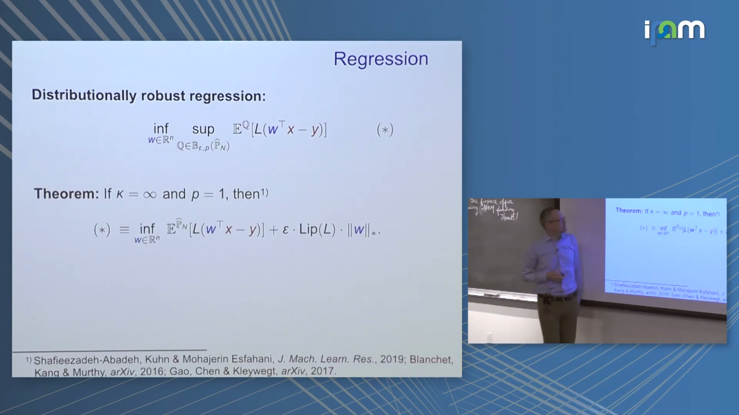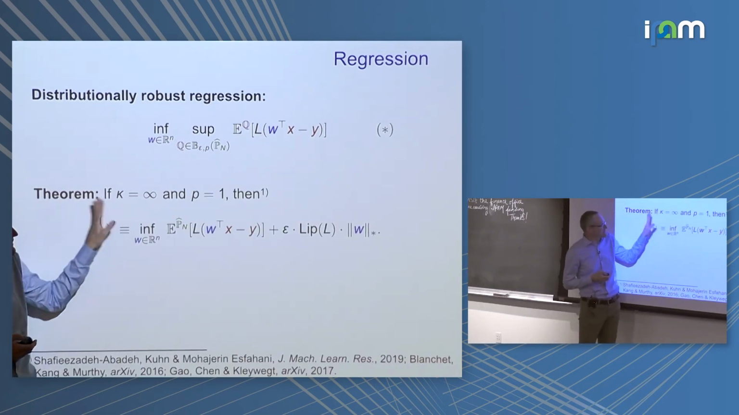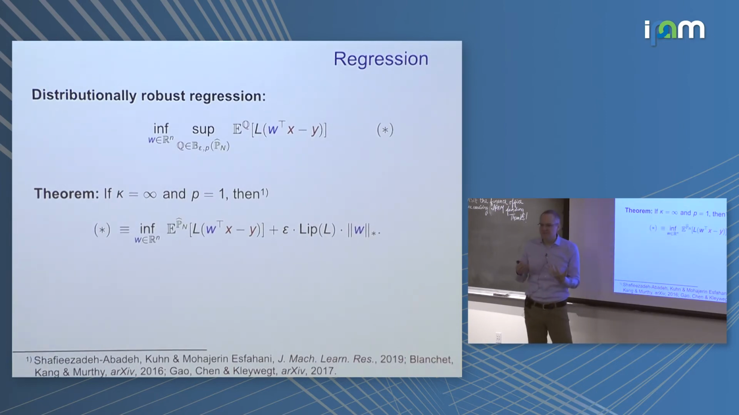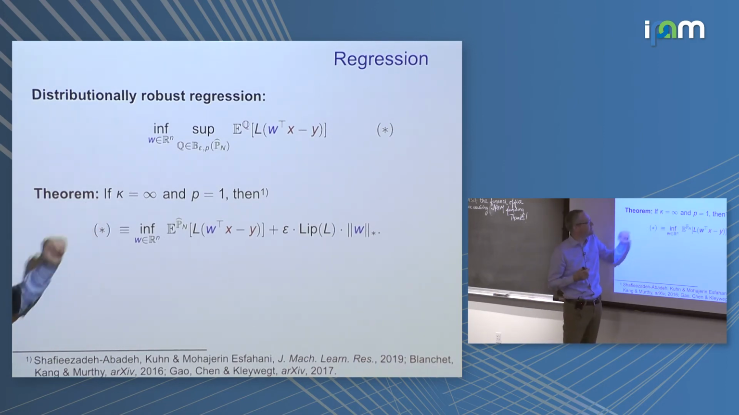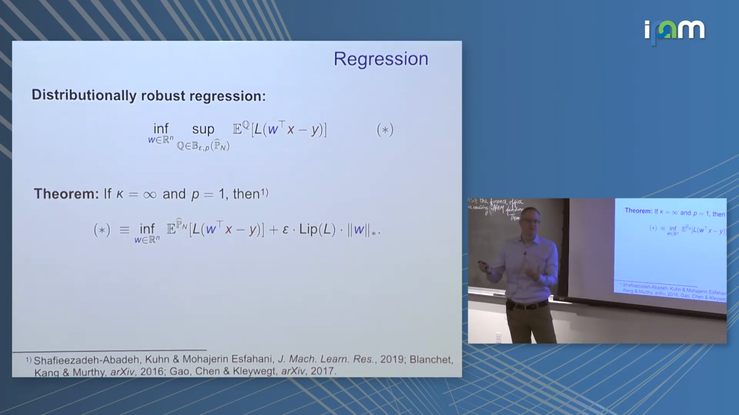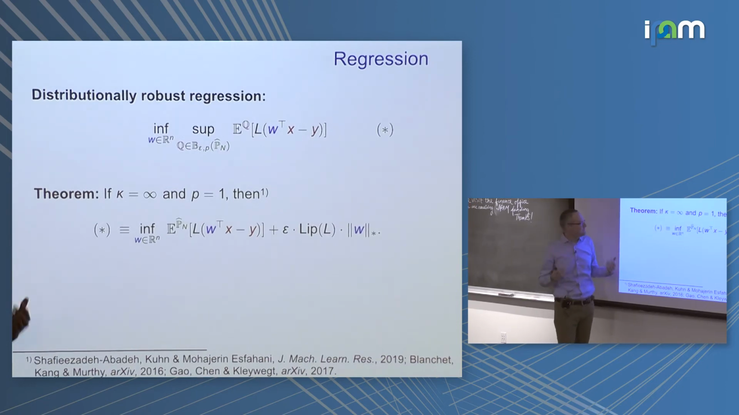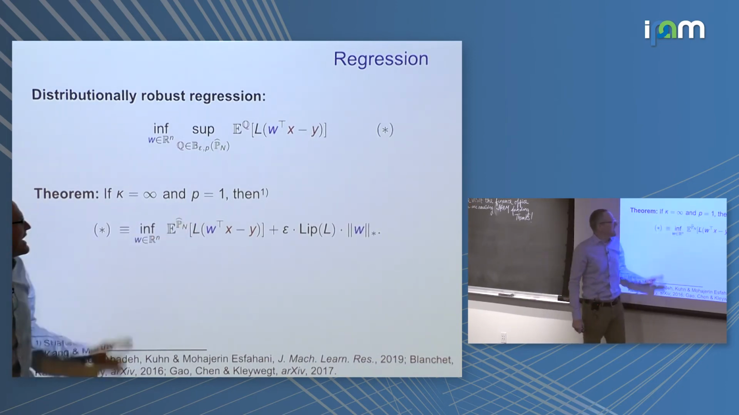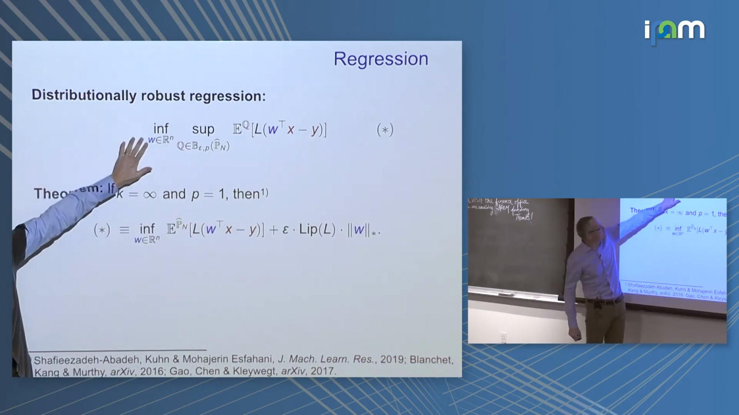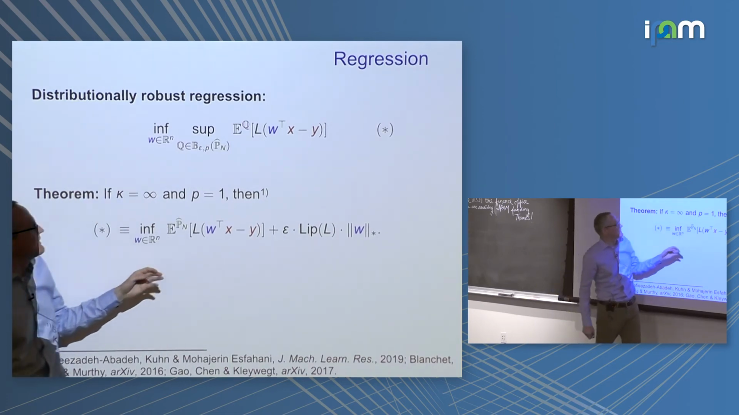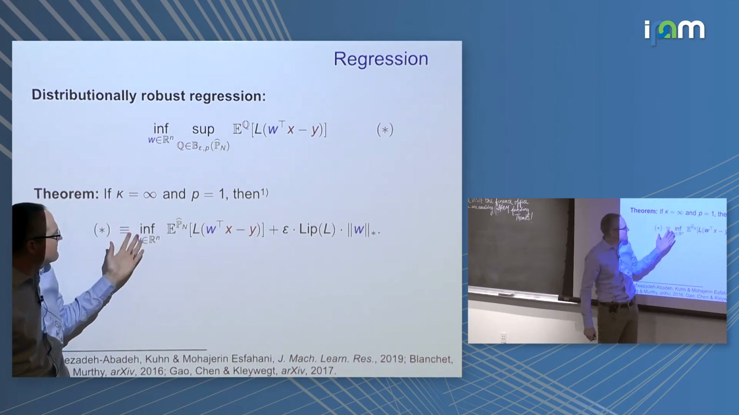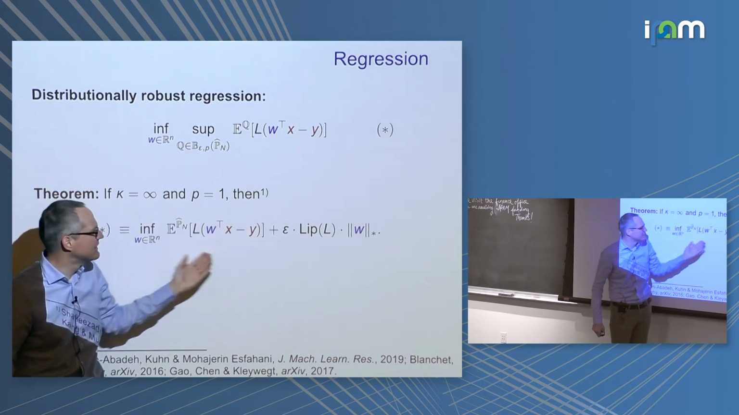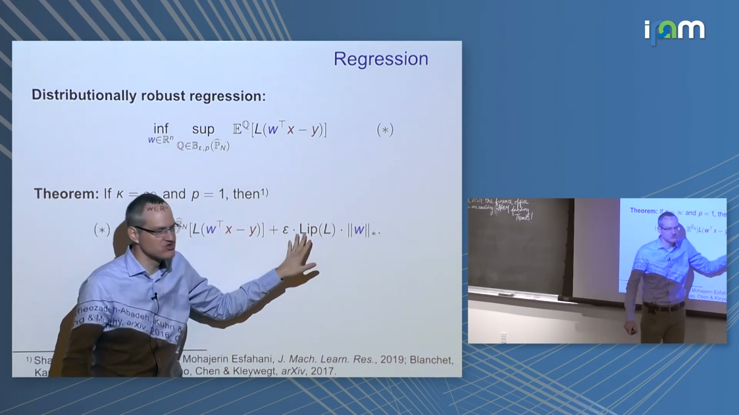Similarly to before, we can prove that, actually in this case, kappa reflects the relative weight of the outputs with respect to the inputs. So again, if kappa is infinity, and we believe that the outputs have no uncertainty, and if p is 1, then again, this distributionally robust regression model reduces to the problem that minimizes the empirical loss plus the same regularization term as before.